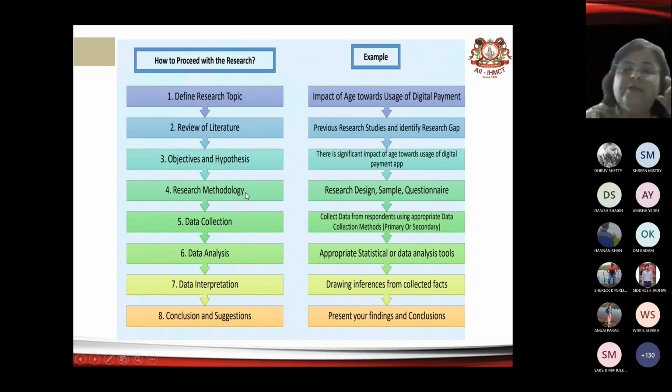Research methodology, that is design, sample, questionnaire, qualitative, quantitative, what you want to use. You want to use random sampling. The strength of the population, how many you want to take, what percentage from the population for sampling. All that is the research design or research methodology. Data collection through respondents is very essential, to get the correct respondents and good quality answers from those respondents.